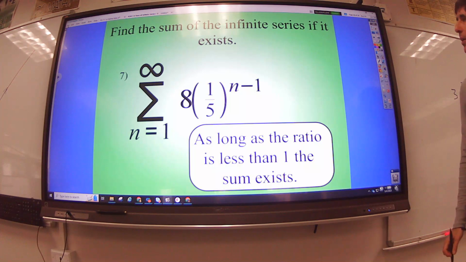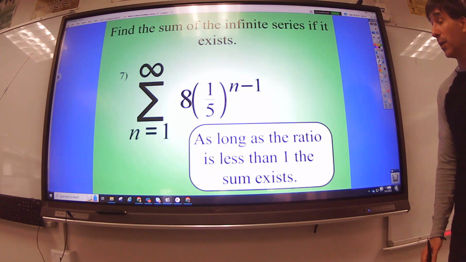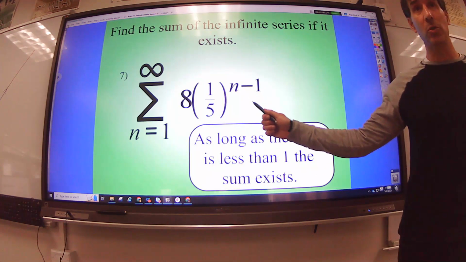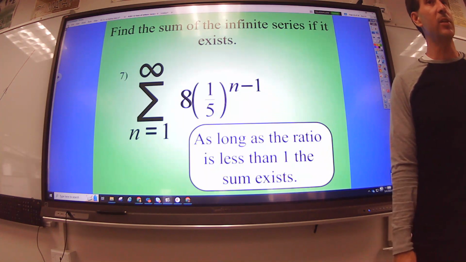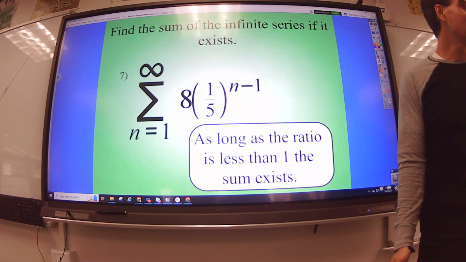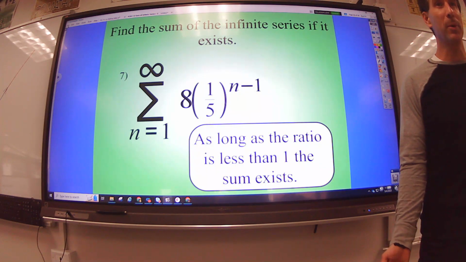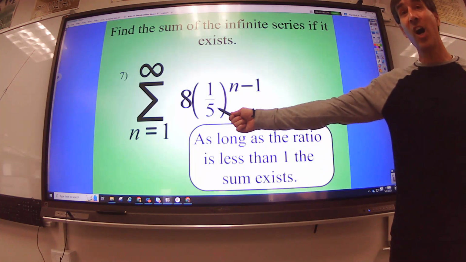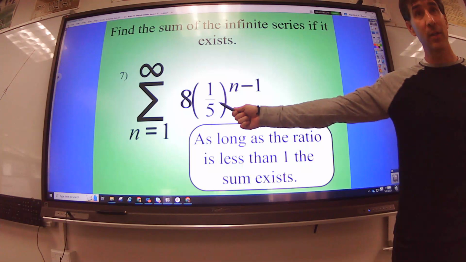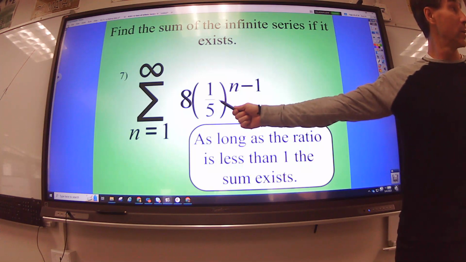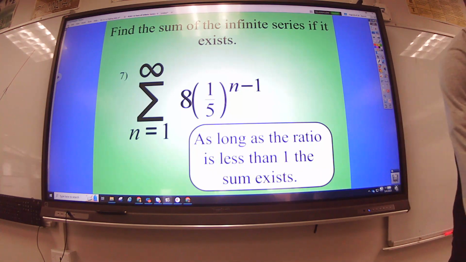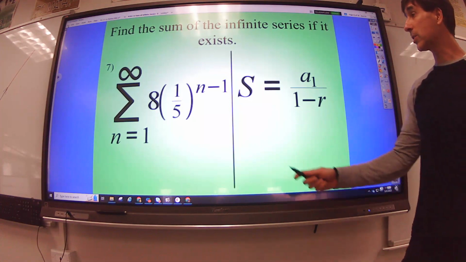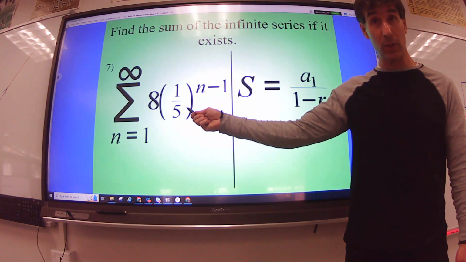Okay, now find the sum of the infinite series if it exists. Okay, so here is our series. It has to be geometric too, by the way. Now, can we solve for this infinite series? Like, does the sum exist? Meaning, does it have a stopping point? Look at my r. Is it between 0 and 1? Yes. So it's 1/5. Okay, so the infinite series does exist because we are between 0 and 1.